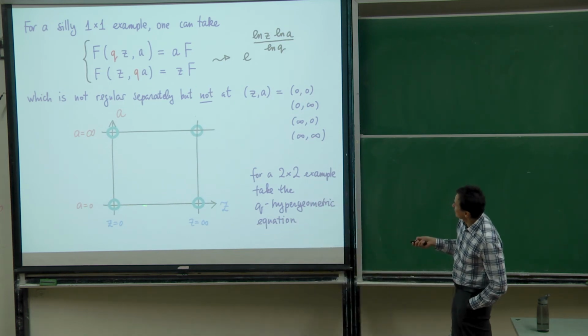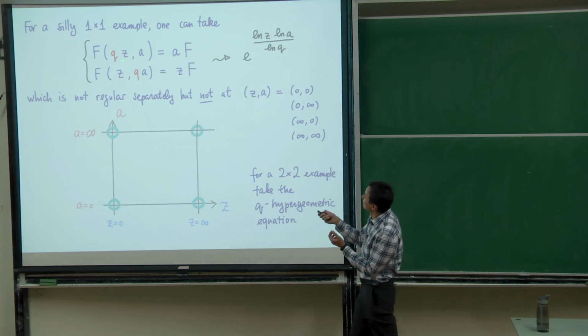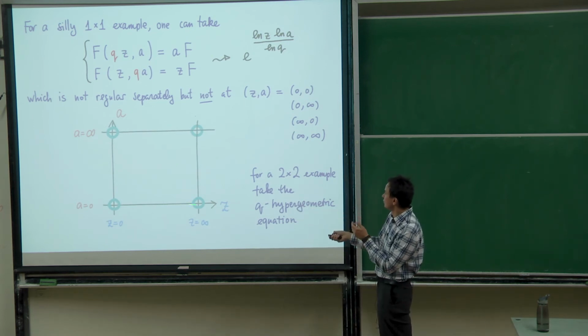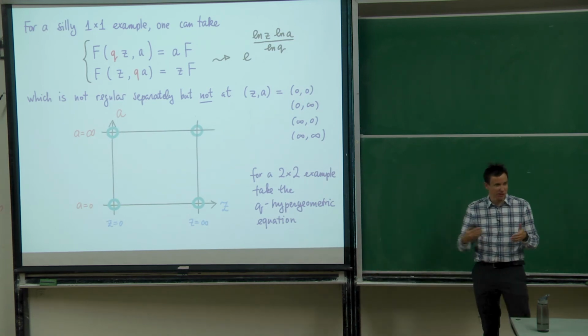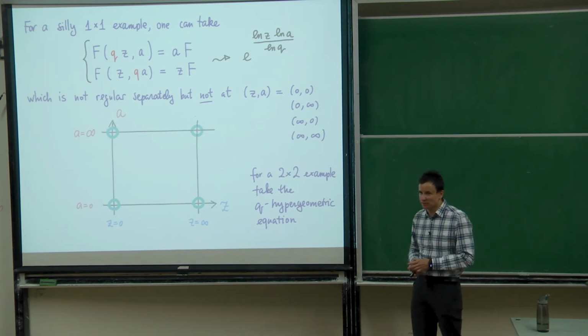Right. So in other words, if I look at the singularities of this equation, they are where z or a are 0 and infinity. So this is a union of 4 components. At the generic point of these components, solutions grow polynomially as I approach them. But if I approach a corner, I grow super polynomially. Is that clear?